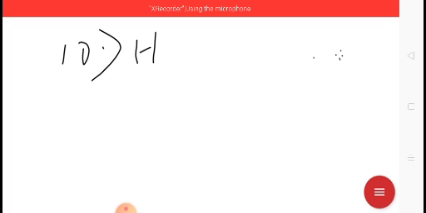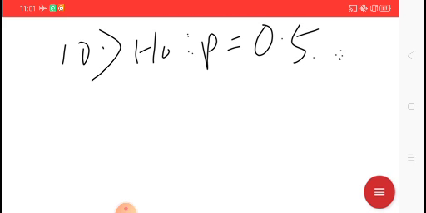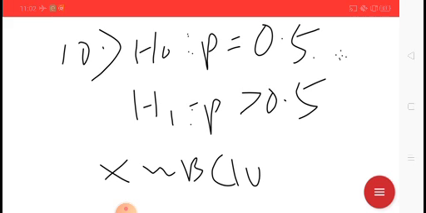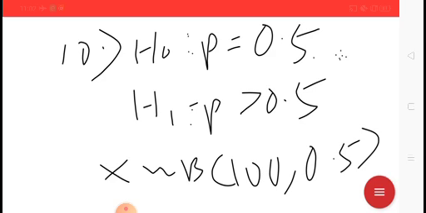If you are asked to do the hypothesis test, for binomial you will use p to set the hypothesis. The null hypothesis is p equal to 0.5, this is H0. H1: p is biased in favor of heads, so p will be larger than 0.5. This is the original binomial distribution with parameter 0.5.